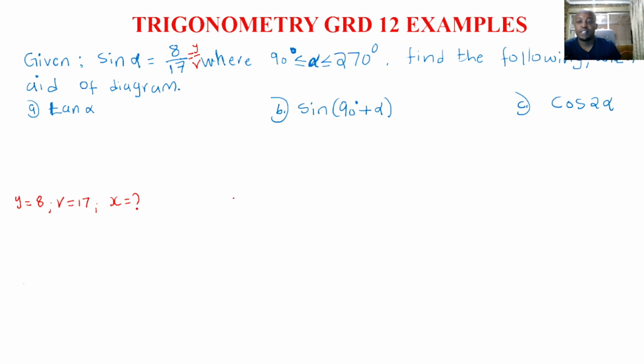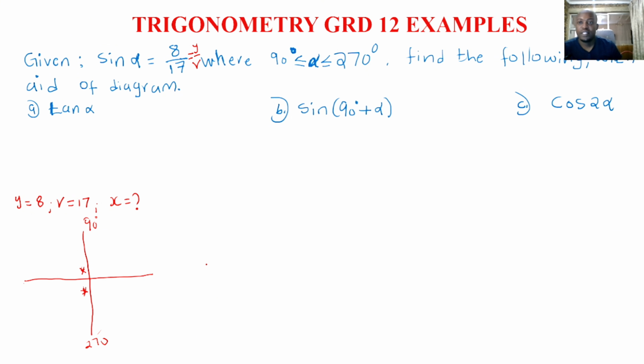But the question says that theta, sorry, this is not theta, alpha, is between 90 and 270. Let's draw a diagram here with the aid of a diagram. That's your 270 there, and then 90 is there. So it means this should be between the second quadrant and the third quadrant.